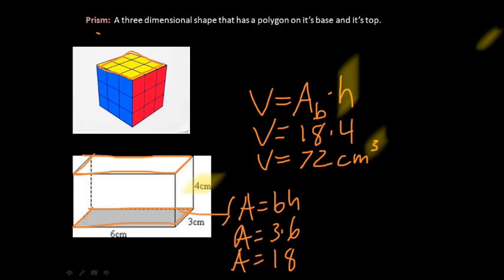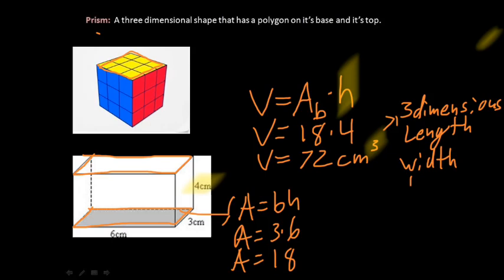Now why is it cubed? Well, it's cubed because it's a three-dimensional figure. In other words, this shape, this prism, has length, width, and height. Because it has length, width, and height, it's 3 dimensions: 1 dimension, 2 dimensions, 3 dimensions. That's why we use cubed, because it's a 3.